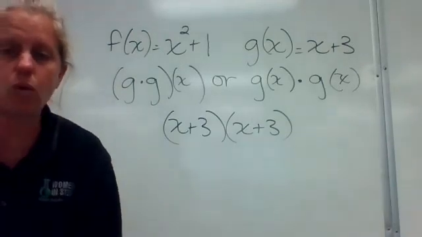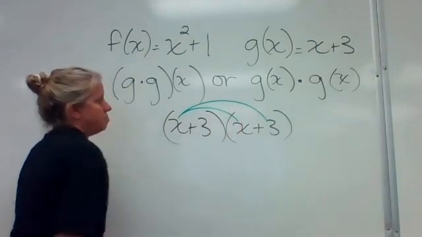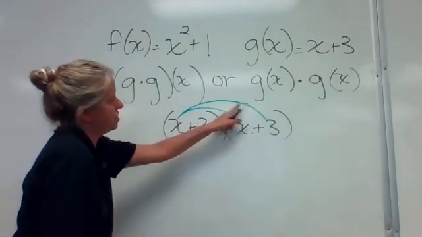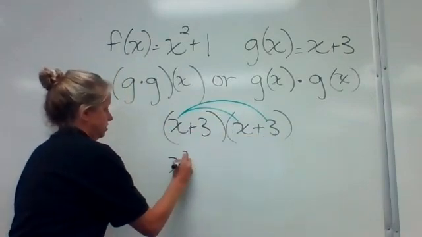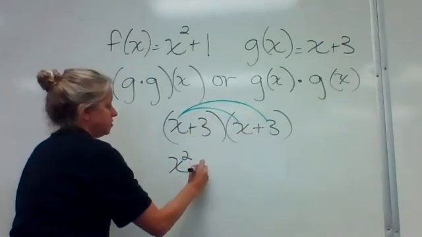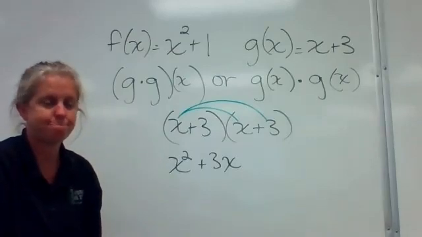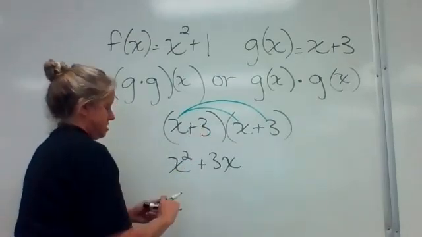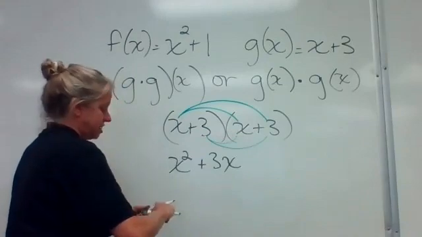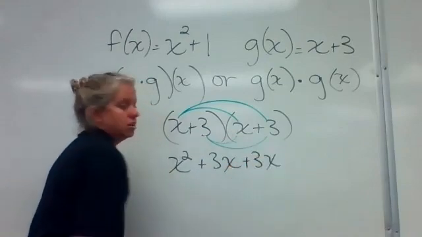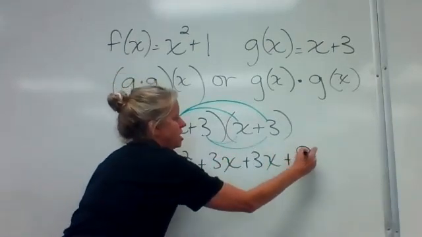So again, I'm going to use that FOIL method. Here's my first and my outer, which is essentially just distributing that x. X times x gives me x squared. X times positive 3 is positive 3x. This inner and last, which is just distributing this 3. 3 times x, again, just gives me another 3x. And positive 3 times positive 3 is positive 9.